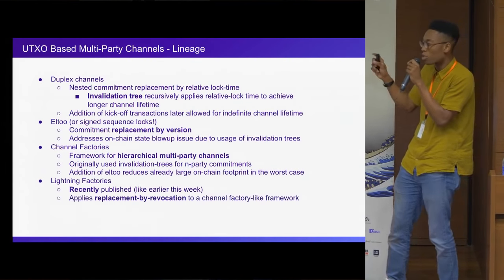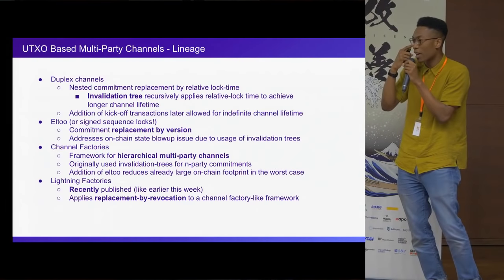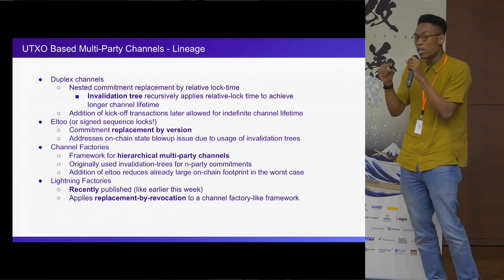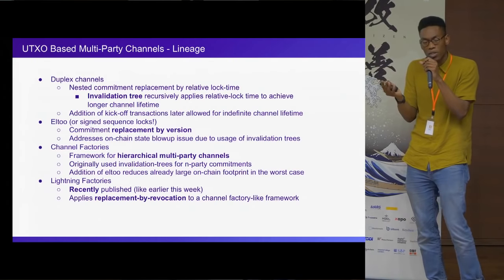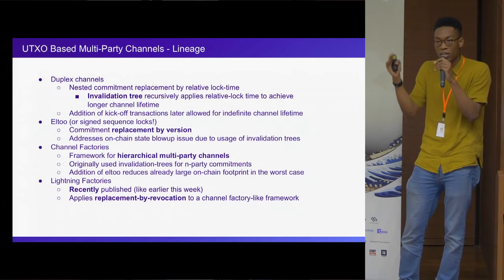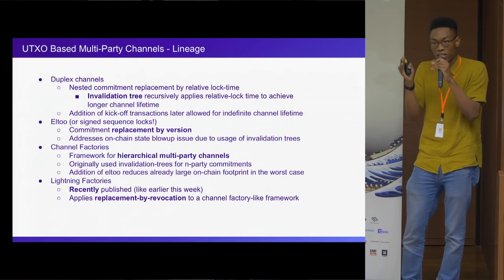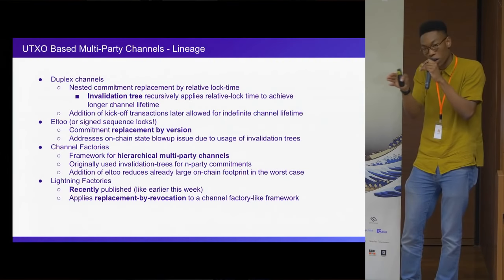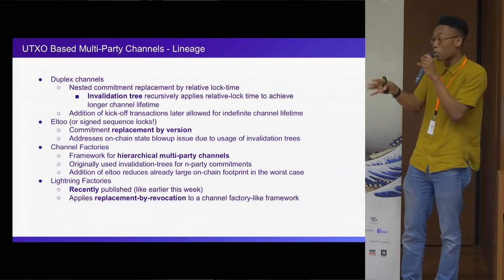And there's something else that's recently published that I haven't really gotten all the way through. It's called Lightning Factories. One thing it tries to do is a channel-factory-like construction in the revocation model. Previously, in the revocation model, there were issues with state blow-up because you have n parties, each of the n parties has n states, they can publish any of those n states, and then from that, any of the n-1 parties can publish n-1 states and so on.